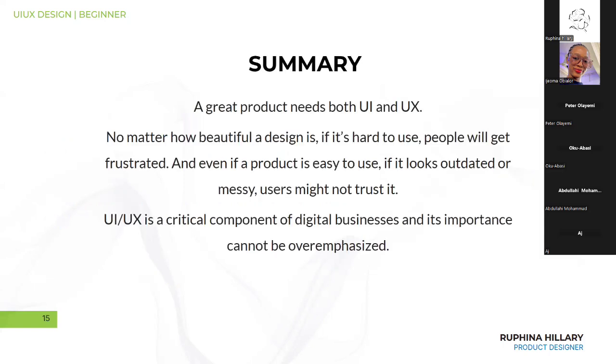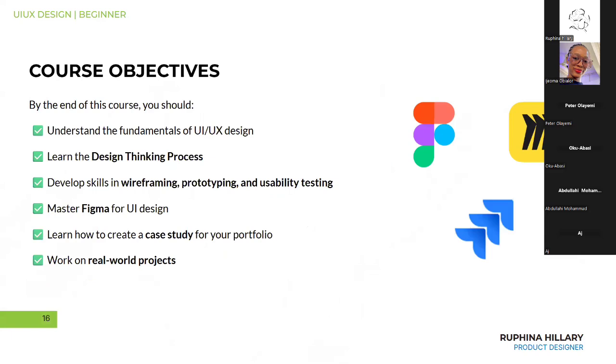So in some way, a great product needs both UI and UX. No matter how beautiful a design is, if it is hard to use, people will get frustrated. So we must implement both UI and UX to make sure our design does what it's supposed to do and is as easy to use as possible. So what are the objectives for this course?